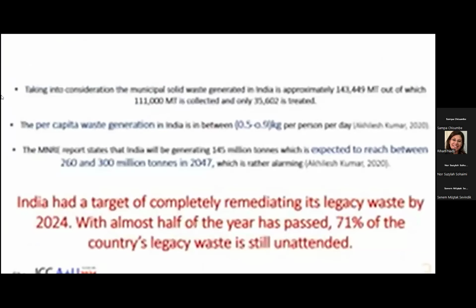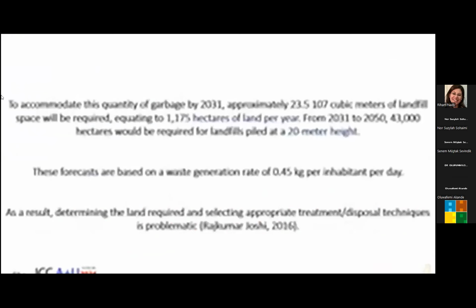Taking into consideration, the municipal solid waste generated in India is approximately 143,449 million tons, out of which only 35,602 million tons is treated. The MNRE report states that India will be generating 260 to 300 million tons in 2047, which is rather alarming. India had a target of completely remediating its legacy waste by 2024. But with almost half of the year passed, 71% of the country's legacy waste is still unattended. To accommodate the quantity of waste from 2031 to 2050, 43,000 hectares of land would be required for landfills piled at 20 meters of height.